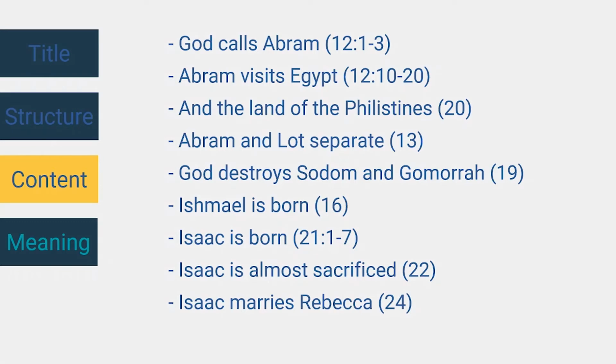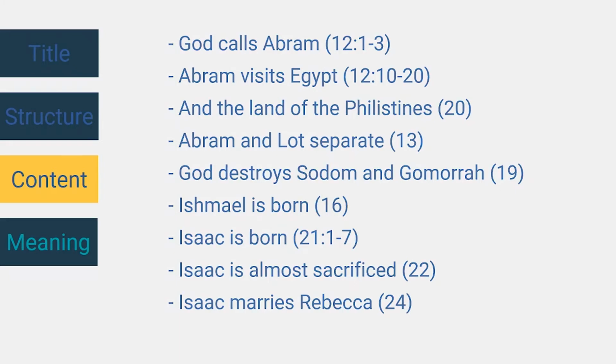Call of Abram, where God promised Abraham to make his offspring into a great nation and to give them the land of Canaan. It then follows the rest of Abram's life and details his short visits to Egypt and the land of the Philistines, the separation from his nephew Lot, the destruction of Sodom and Gomorrah, the birth of his oldest son Ishmael by his concubine Hagar, the birth of his second son Isaac, this time by his wife Sarah, the near sacrifice of Isaac, followed by the arranged marriage between Isaac and Rebekah.